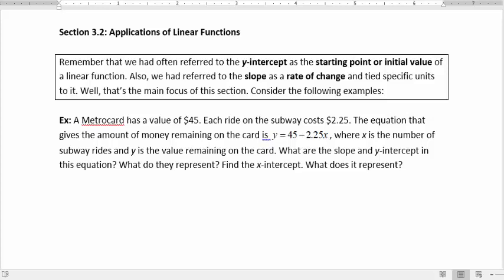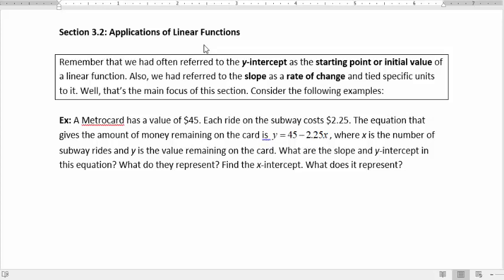This final topic dealing with lines is all about applications. Now we touched on this a little bit when we did intercepts and slope, because we got into this whole idea of y-intercepts being starting points generally and slopes being rates of change. But here we're actually going to formalize it a little bit more.